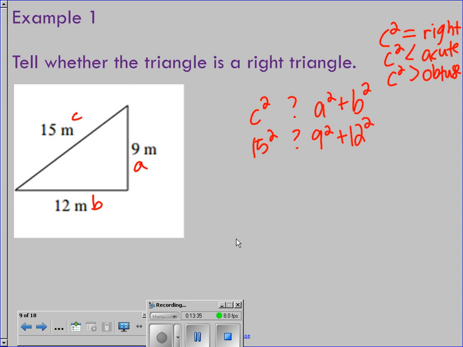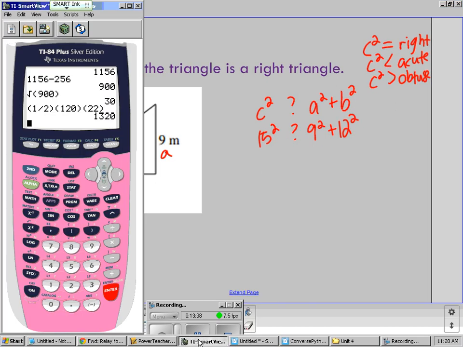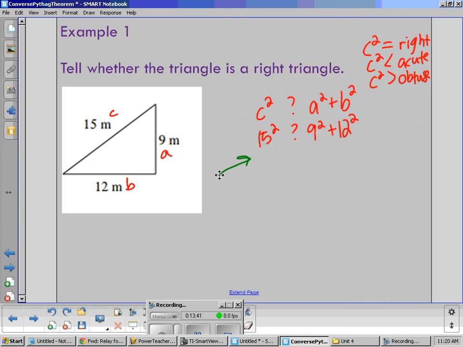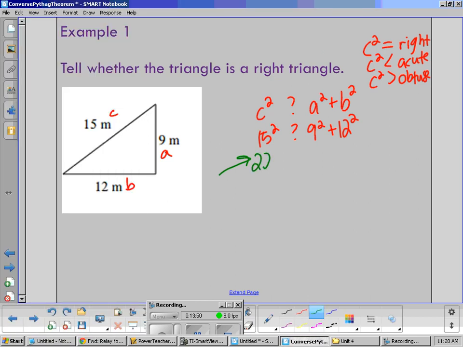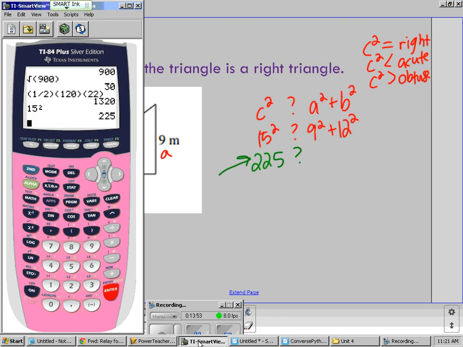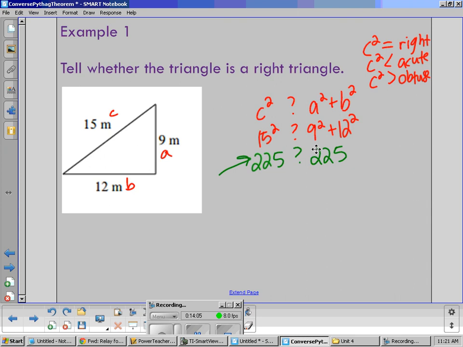And I can just go ahead and put that in my calculator to see what it is. Now, it's important that you write it out like this. But after you've written it out, you can put it in your calculator. So, first step is 15 squared. That's 225. And my second step is 9 squared plus 12 squared. That gives us 225. What relationship do they have? Well, they're equal. So I have a right triangle. Okay. If it was less than, it would have been an acute triangle, and if it was greater than, it would have been an obtuse triangle.